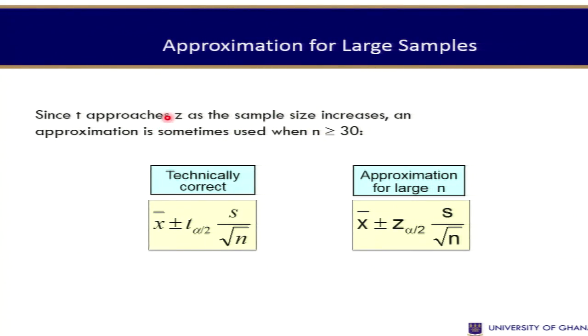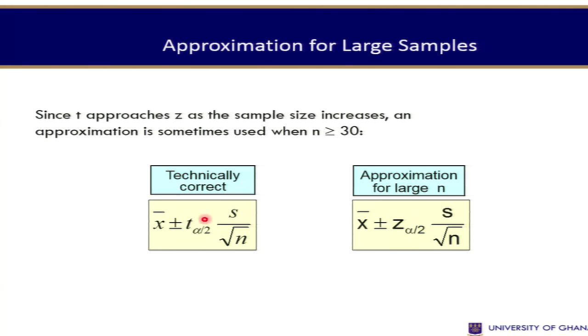When you have large samples and the population standard deviation is unknown, the t distribution approaches the z distribution, that is the normal distribution, as the sample size increases. Therefore, an approximation is sometimes used when n is greater than or equal to 30. If our sample size is large and the population standard deviation is unknown, the confidence interval is x bar plus or minus t alpha over 2 times s over root n. But if n is large, this can be approximated to x bar plus or minus z alpha over 2 times s over the square root of n.